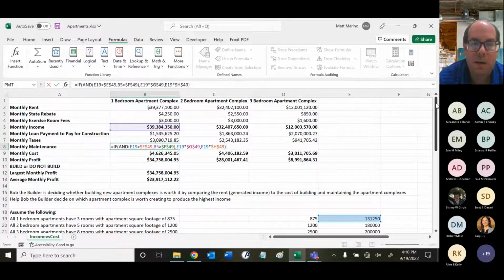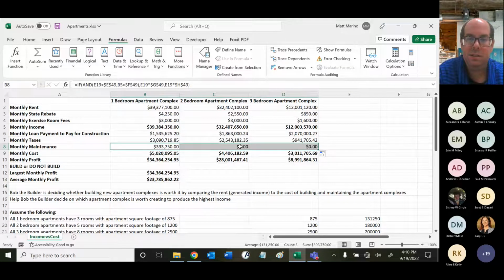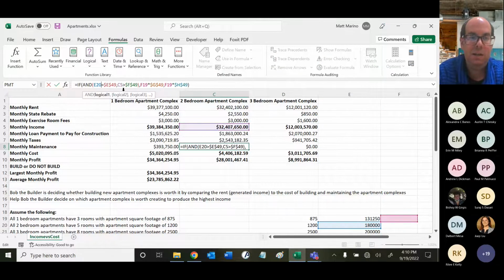For the 2-bedroom, change all of the E19s to E20. And then for the 3-bedroom, change all of the E19s to E21. And I'll show you that here. So click enter and autofill across. You get 0 for both. So change E19 to E20 in all three instances.